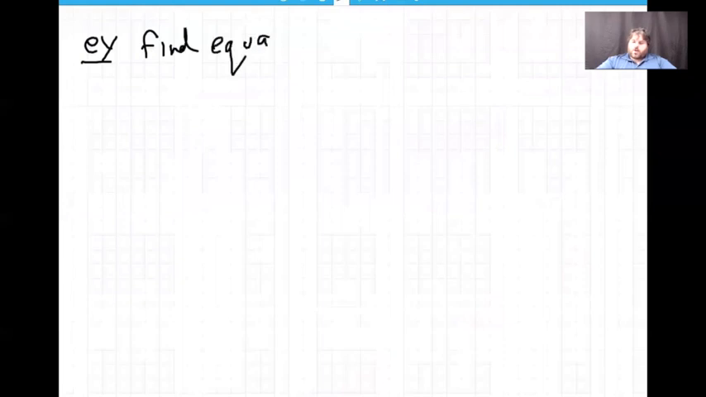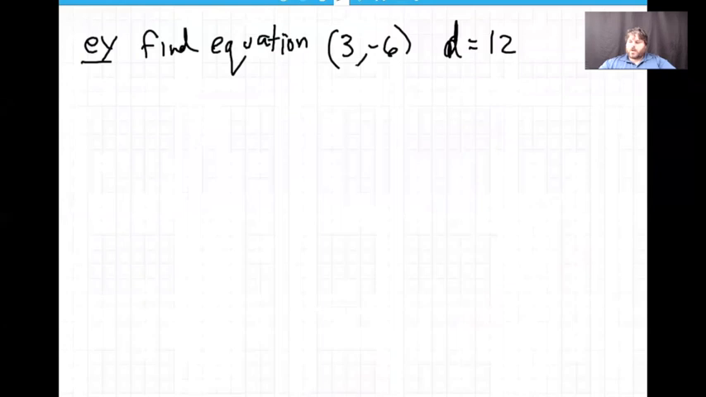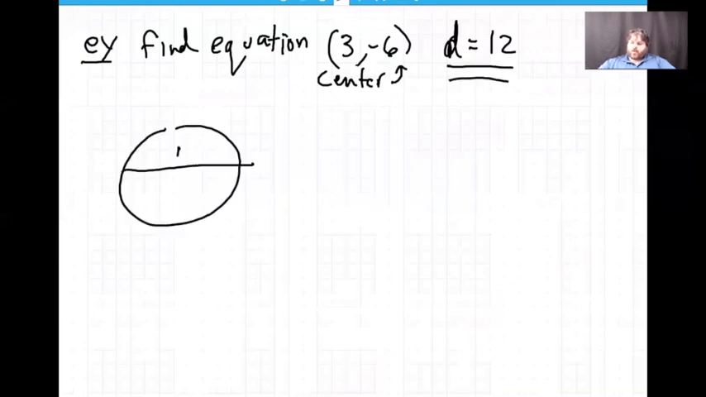Okay, so let's look at an example. Find the equation of the circle with center (3, -6) and diameter equal to 12. Okay, so you've got this center point here, and you've got this diameter. Well, first of all, the diameter is 12, which means the radius has to be 6. So there's the first thing that might trip you up. So the radius is 6, and the center is (3, -6).